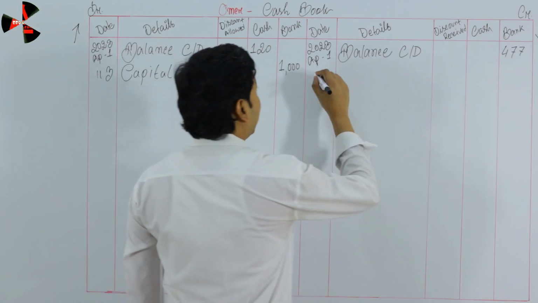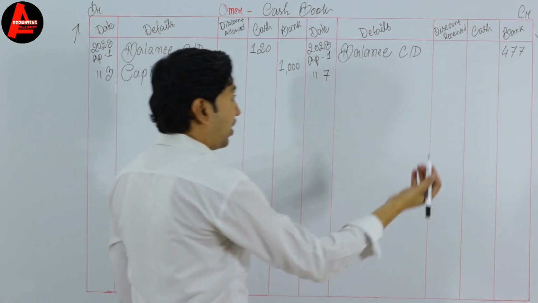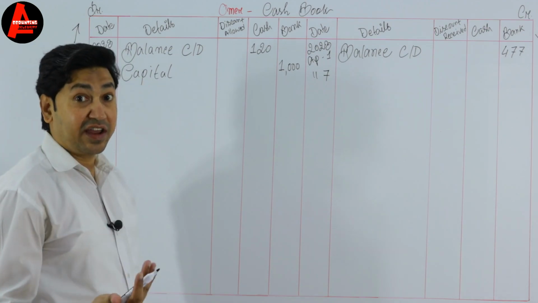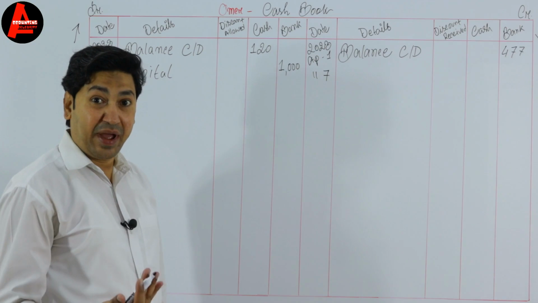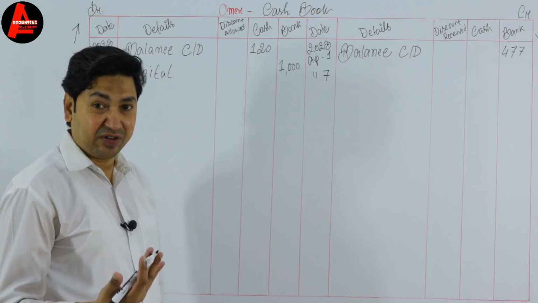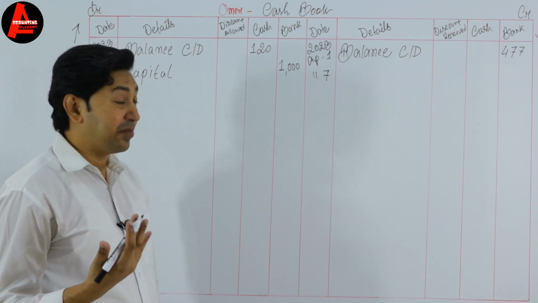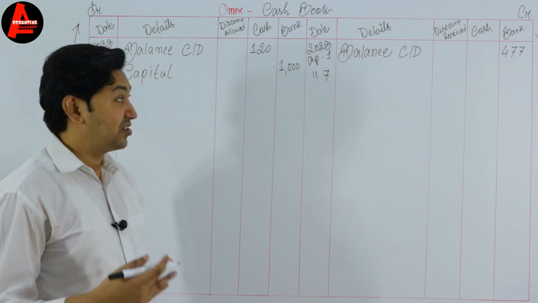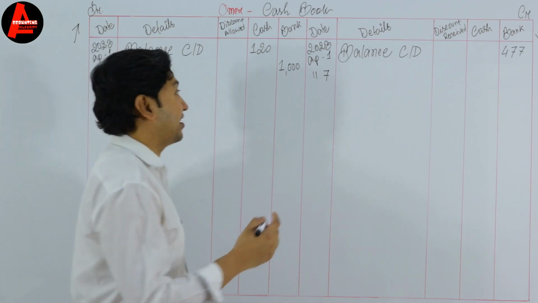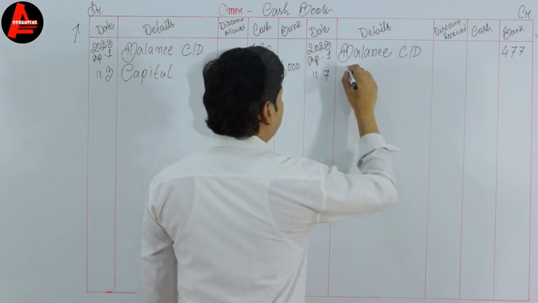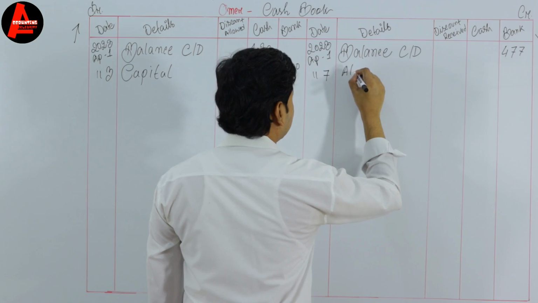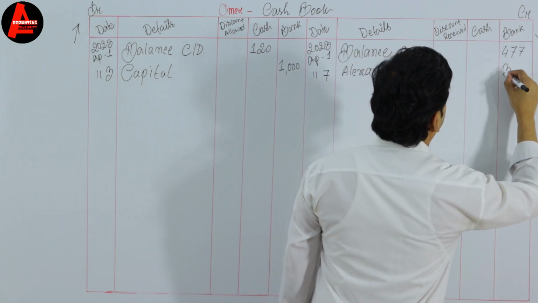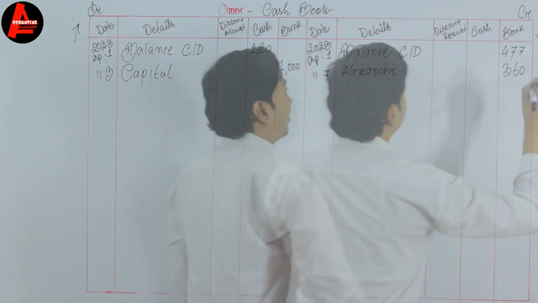So let us write here April 7. What account will we write here? The journal is Alexander account to be debited and bank account to be credited, okay? So we are writing money in the bank column, and the corresponding account is Alexander, the supplier. So we will write Alexander here, and $360 in the bank column, okay?